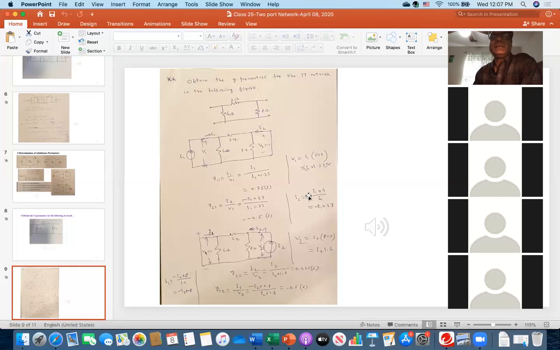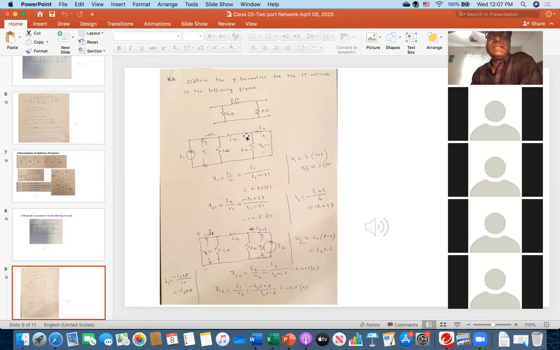See, current divider rule, I1 total current. I have to find out the current through the 2 ohm. That's why I am multiplying 4 divided by 2 plus 4, which is 6. So the result is minus I1 multiplied by 0.6. So I substituted that into the Y21 equation, so I1 cancelled. Finally, I got the result minus 0.5 Siemens.